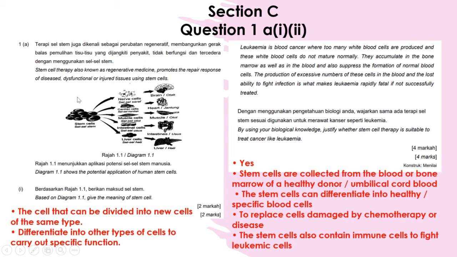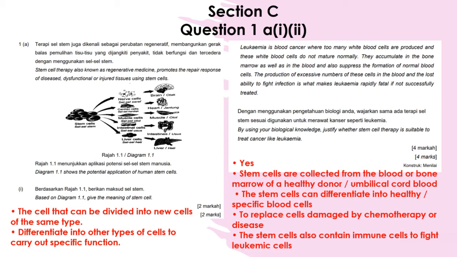As you can see from the diagram here, this refers to the stem cell. Stem cells are able to differentiate into any cell. Diagram 1.1 shows the potential application of human stem cells. So in 1, based on diagram 1.1, give the meaning of stem cell. What is the meaning of stem cell?